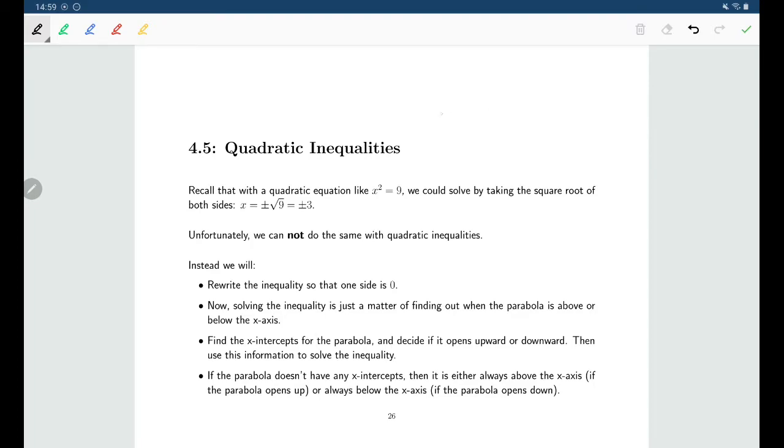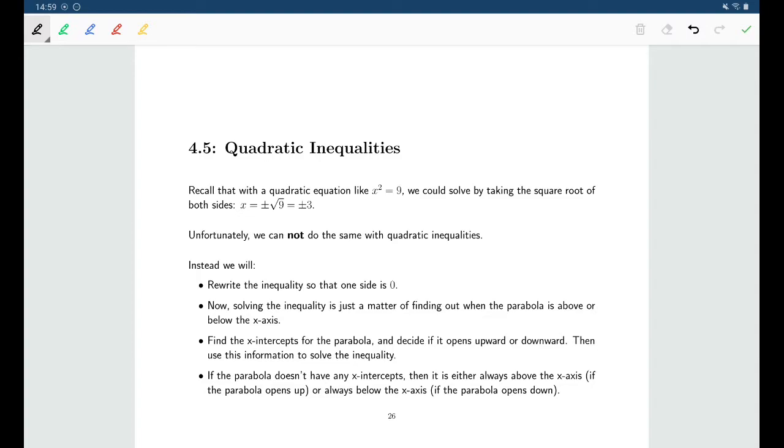If you are looking at some quadratic function being less than or equal to 0, you're interested in when it is below the x-axis. For that, all we need to know is the rough idea of what this parabola looks like. Where are its x-intercepts? Is it opening upward? Is it opening downward? And of course, if it doesn't have x-intercepts, then it's either always above or always below the x-axis, and if we use a little bit of common sense, we'll be able to figure out which of the two it should be.